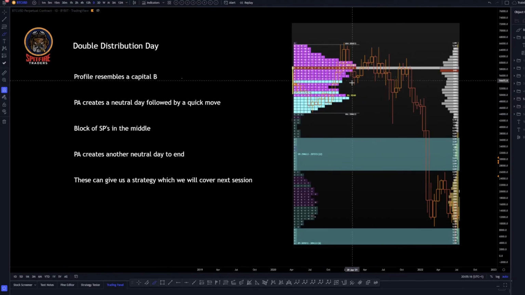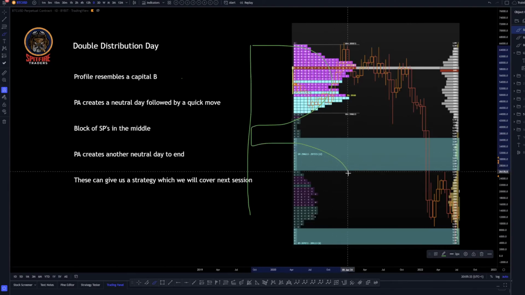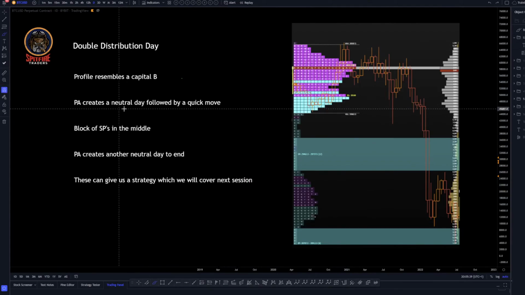So you've got a neutral day, single prints, neutral day. Okay? So price resembles a B. Pretty obvious. B, just with a big gap in the middle. Okay? As I said here, price creates a neutral day. And then we get a fast move down, creating these single prints. And in this example here, we've got 12 single prints. Okay? Price then's halted and then continues to range for the rest of the day.